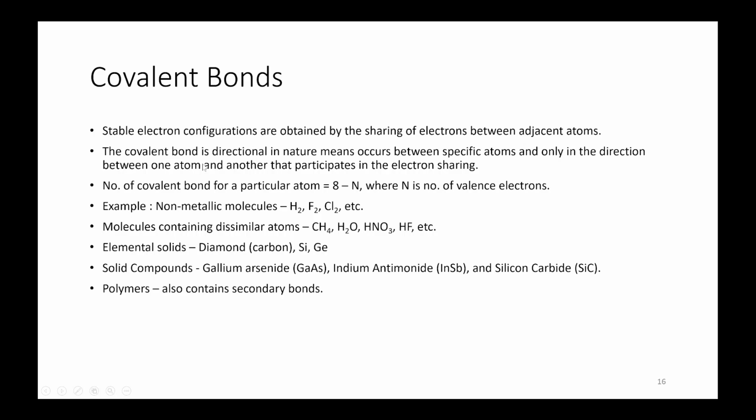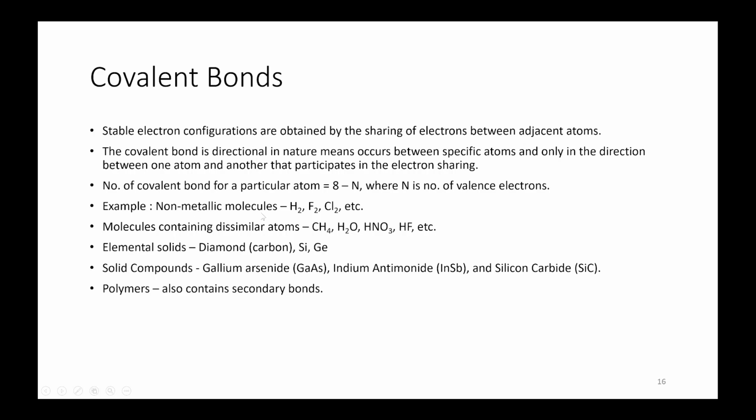Now the covalent bond is directional in nature, meaning it occurs between specific atoms and only in the direction between one atom and another that participates in the electron sharing. The number of covalent bonds for a particular atom is given as 8 minus n, where n is the number of valence electrons. For carbon, the number of valence electrons is 4, and it will have 4 covalent bonds.